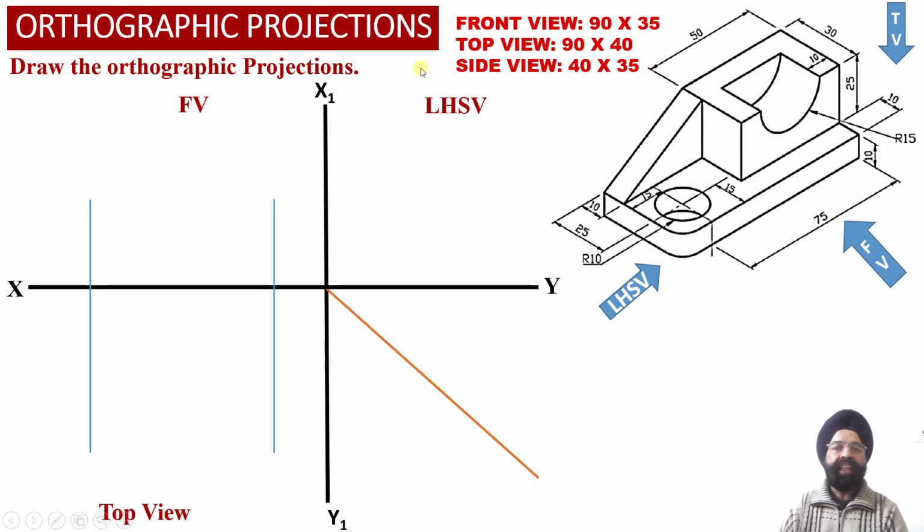We know that the front view face of the solid measures 90 millimeter width by 35 millimeter height. Now we have drawn two vertical projector lines in the front view projections, separated by a distance of 90 millimeter, which is equal to the width of the solid.